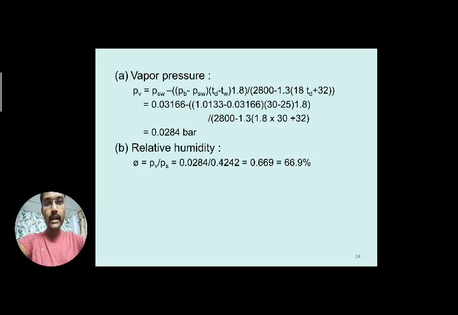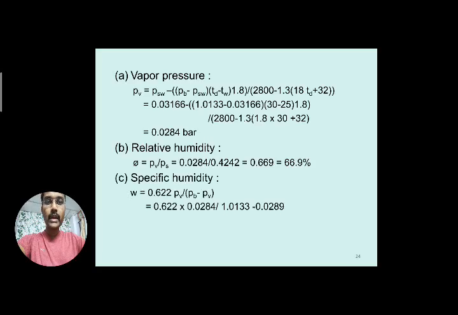And similarly, the relative humidity phi equal to PV by PS. So you know the given values: PV is the vapor pressure, which is calculated, and you have got the answer as 0.0284 bar, divided by the saturation pressure as 0.4242 bar, which is taken at 30 degrees centigrade, or at the dry bulb temperature. So the value is 66 or approximately 67% relative humidity, RH value.